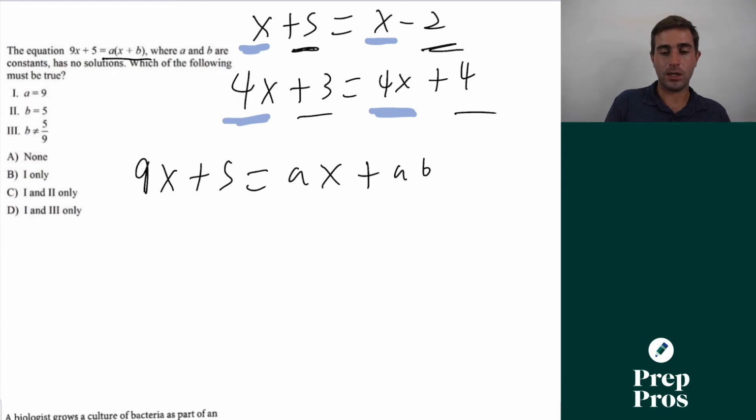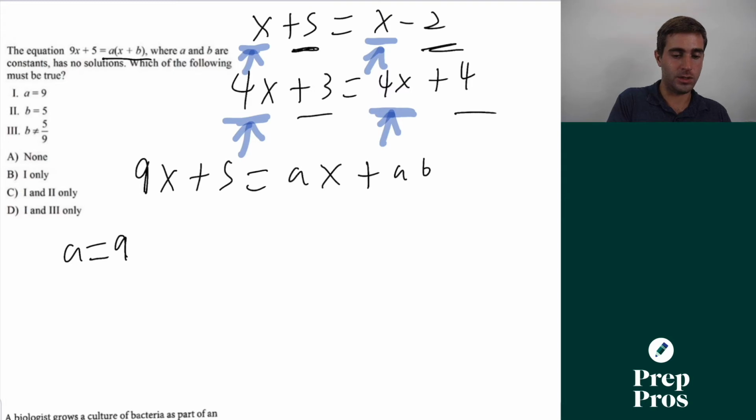And so now I can go ahead and work to meet this first constraint. My x values must be the same. Well, that tells me right away that a must equal 9. So this means number 1 must be true. So now I can plug this in, right? So I can say 9x plus 5 equals 9x plus 9b.